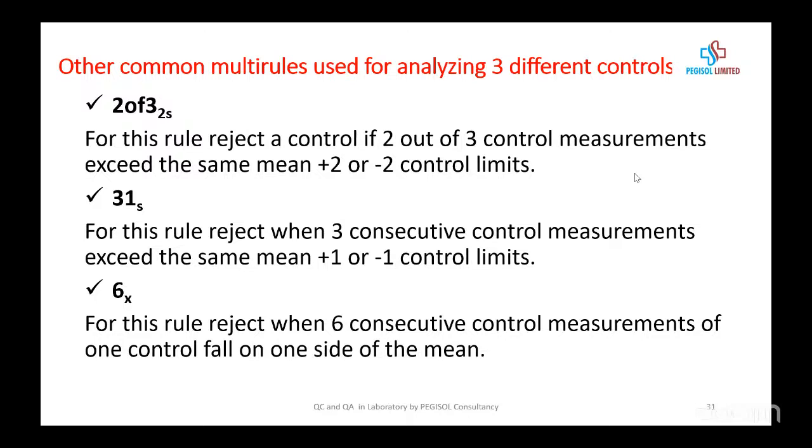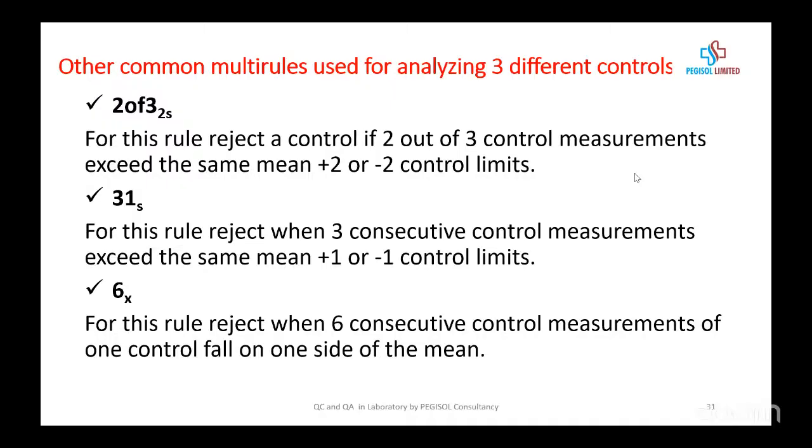Next, the 2 of 3 2S rule. For this rule, reject a control if two out of the three control measurements exceed the same plus or minus two control limits. So out of the three controls you did, the three levels of control, if two of the three have a limit above plus or minus two, you will need to reject.